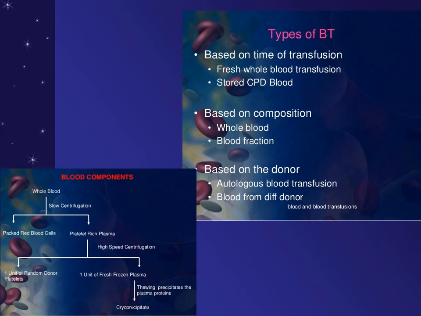Right, once blood is harvested from a donor, it undergoes processing, and during this processing different blood components are separated, like packed red cells, platelet rich plasma, fresh frozen plasma, cryoprecipitate, etc. Then depending on the requirement, we can transfuse different types of blood products for these patients. So what we transfuse could be fresh whole blood or stored blood, whole blood or a fraction of blood, and it could be autologous blood transfusion or blood from a different donor.